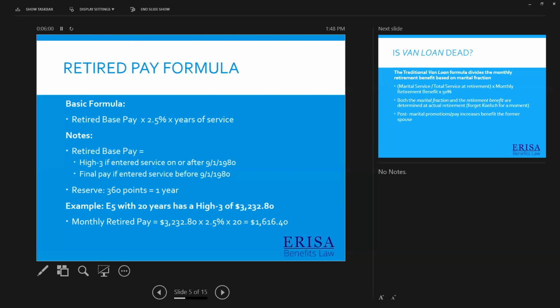So let's take this example now, just to give you an example of how the retired base pay works out for a high 3. And we'll take a look at the pay chart.